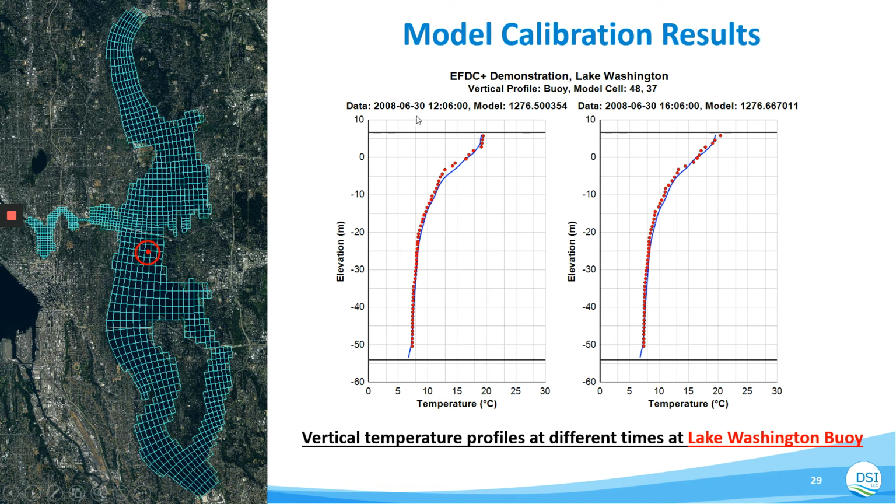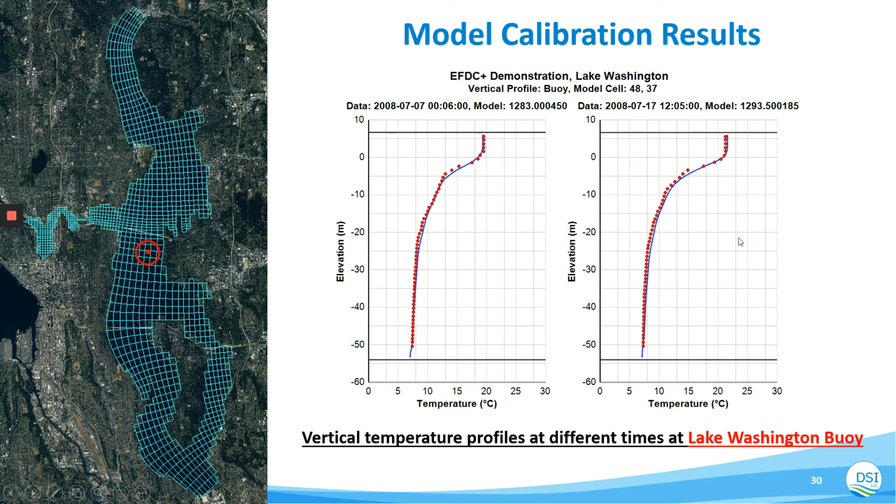As you can see, this is June. The temperature at the surface, at an elevation of about 6-7 meters, is about 16-17 degrees Celsius, and at the bottom, at about minus 54 meters, the temperature is about 6 degrees Celsius. And the blue line shows that we are simulating that well. In June, and further as we move along, actually it's the same day, in the afternoon the temperature on the surface increases further.